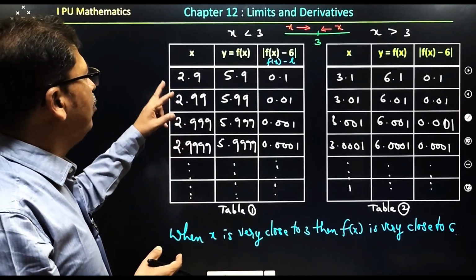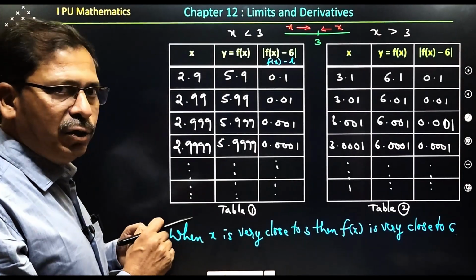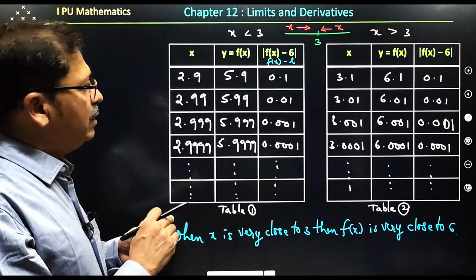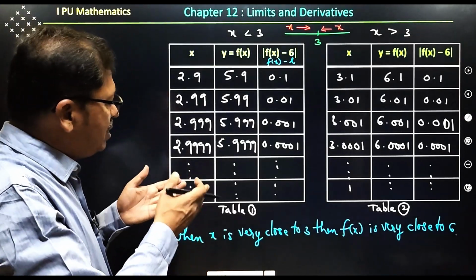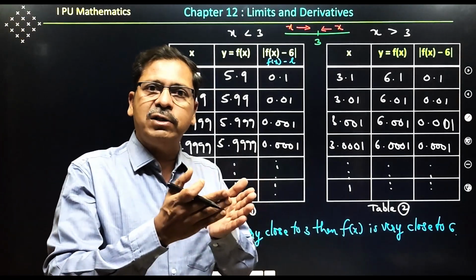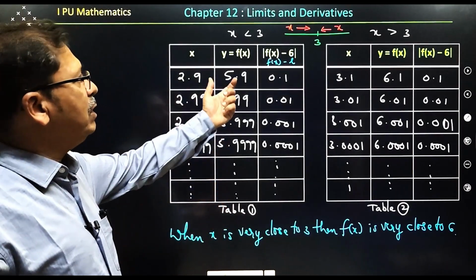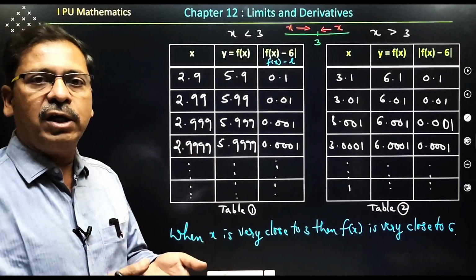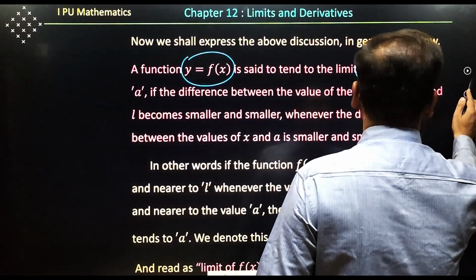You observe here the value of x. The value of x is tending to 3. So x value and a value, that difference is becoming smaller and smaller. Whenever the difference between x and a is becoming smaller and smaller, at that time it is observed that the difference between f(x) and L is becoming smaller and smaller. So this is the visualization. Please concentrate here.